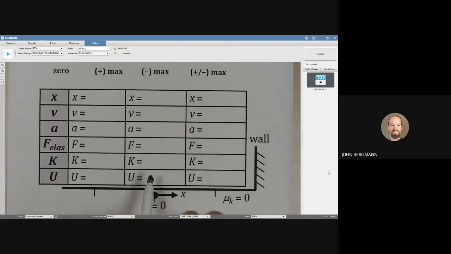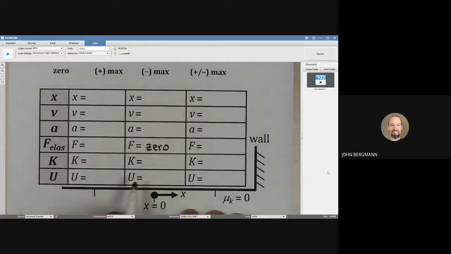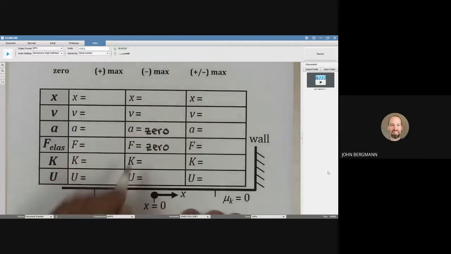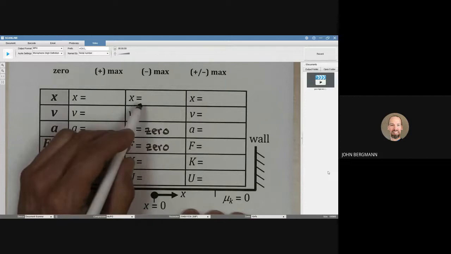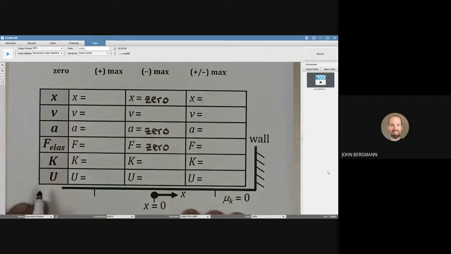At the equilibrium position, the spring isn't going to be stretched. So the force in the spring is going to be 0. And the force in the spring is the net force because the weight and the normal force exactly cancel. So the net force, since there's no friction, is equal to the elastic force. And if the net force is 0, then the acceleration is equal to 0. The position x at equilibrium is defined as being 0.